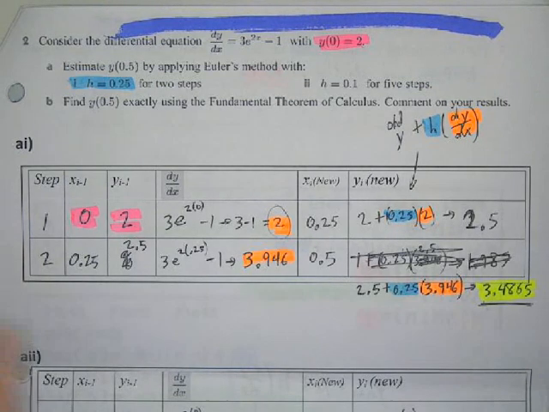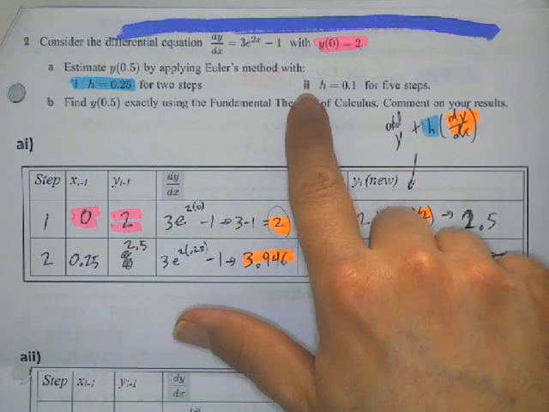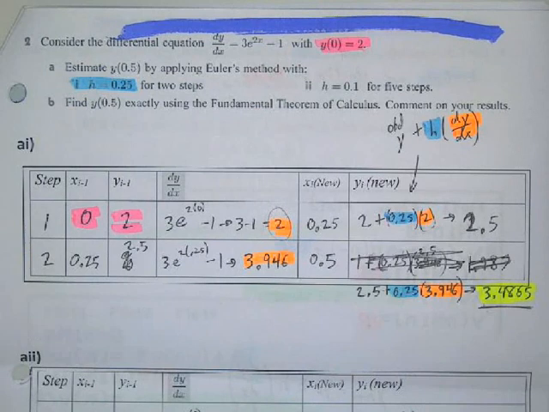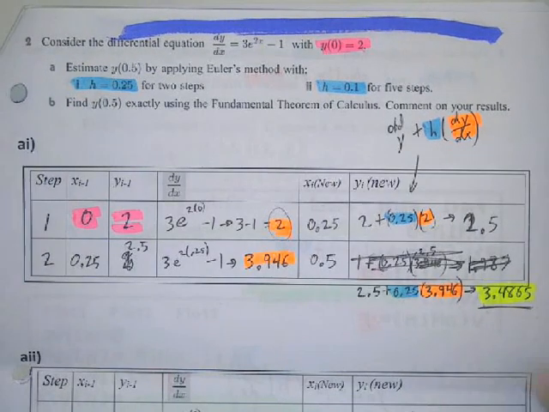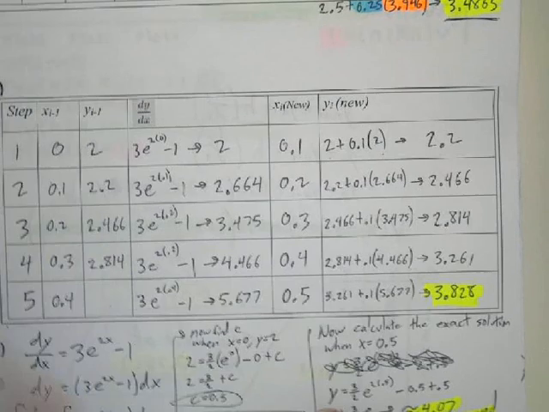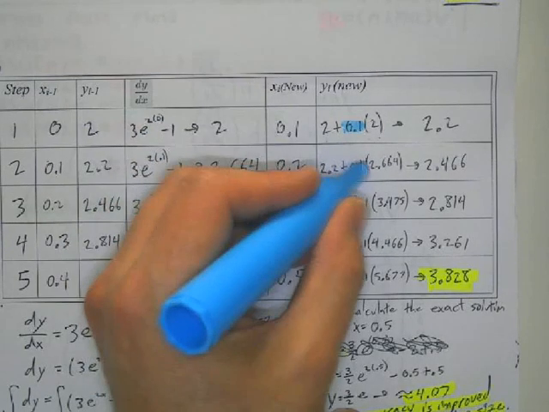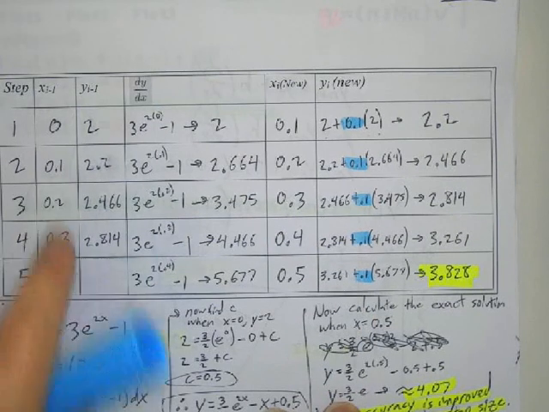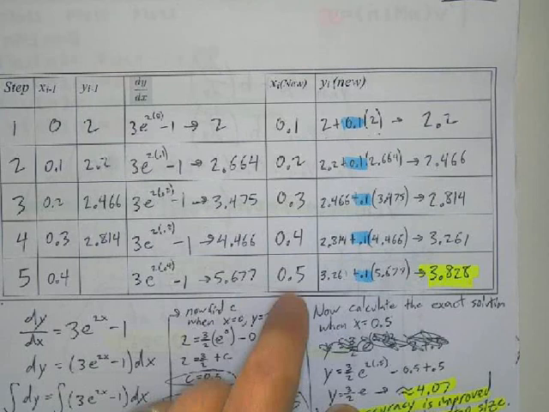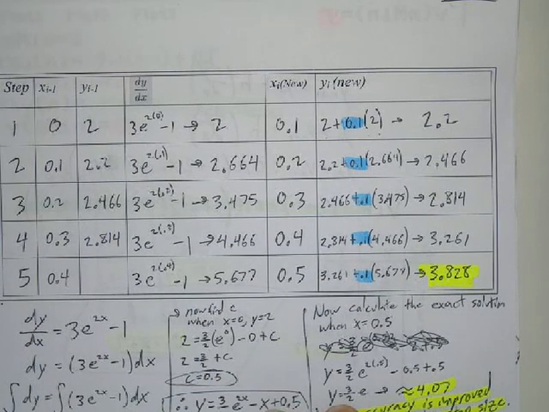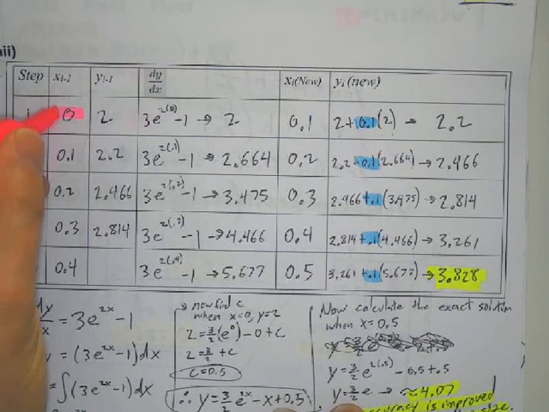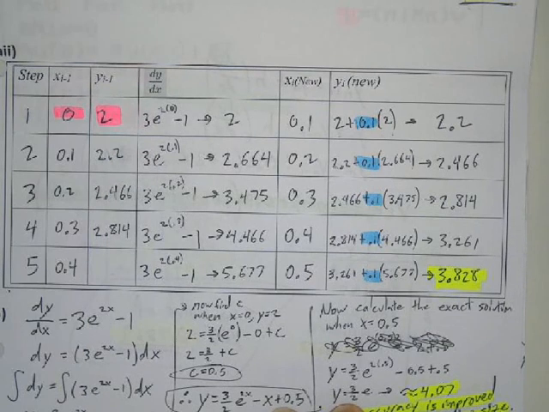Okay, now on part II, we're going to have 5 steps with step size of 0.1. So here, my step size of 0.1, and you're going to see the x value increases by 0.1 each time. And then, just like in the previous one, my initial point, we started off with 0 and 2. Okay.